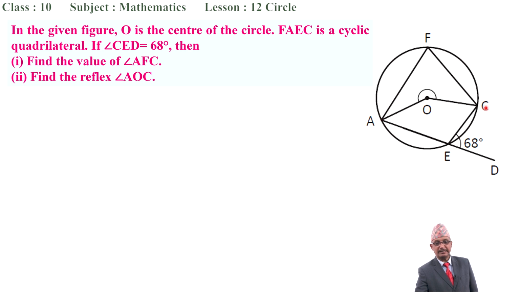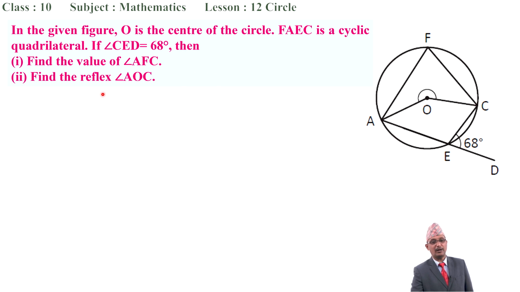And we are given this angle CED, 68 degrees. Do you know the meaning of this angle CED? Yes, you are correct. If a side of a cyclic quadrilateral is produced, then we get an exterior angle. So CED is the exterior angle of a cyclic quadrilateral, which is 68 degrees. Then what do we have to find? We have to find the value of angle AFC. AFC means this inscribed angle.